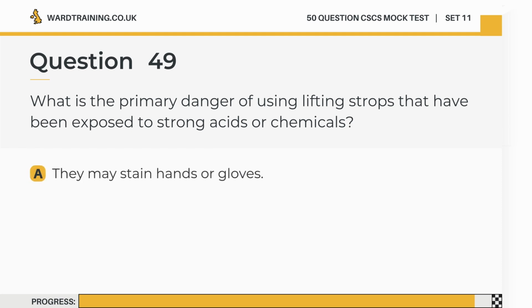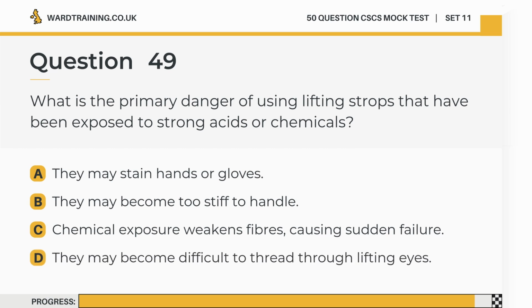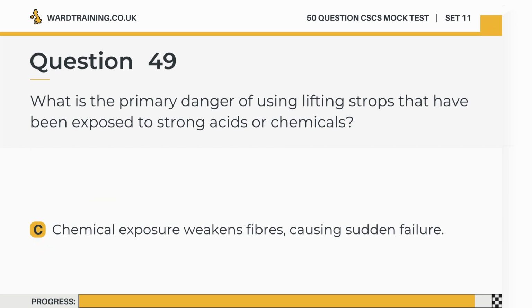A. They may stain hands or gloves. B. They may become too stiff to handle. C. Chemical exposure weakens fibers, causing sudden failure. D. They may become difficult to thread through lifting eyes. The correct answer is C. Chemical exposure weakens fibers, causing sudden failure.